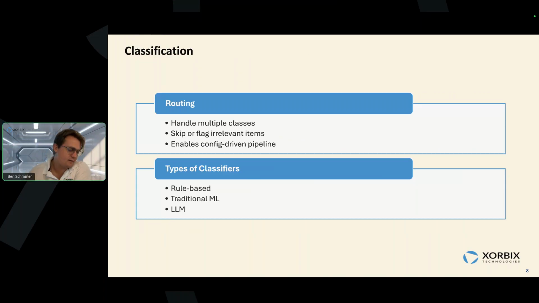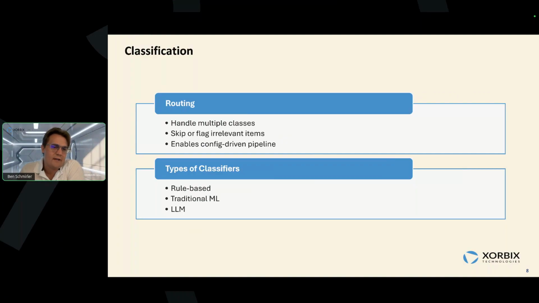All right. So classification is the first step in the 6-step process. The first part is routing. This handles multiple classes, and essentially skips or flags irrelevant items. For instance, words like 'a' are often skipped. They're in a common dictionary that's skipped.